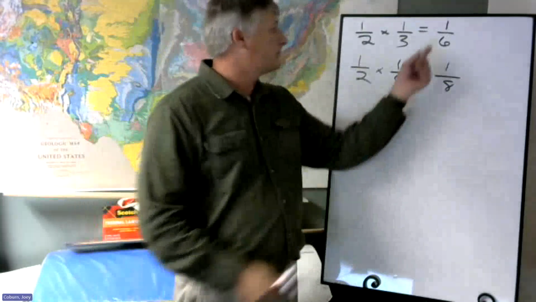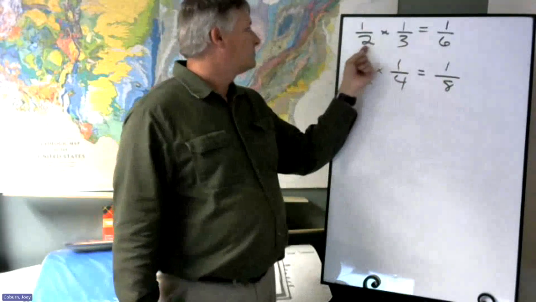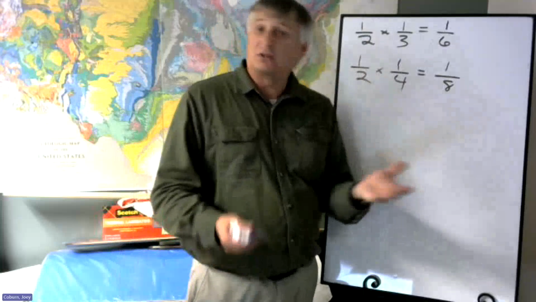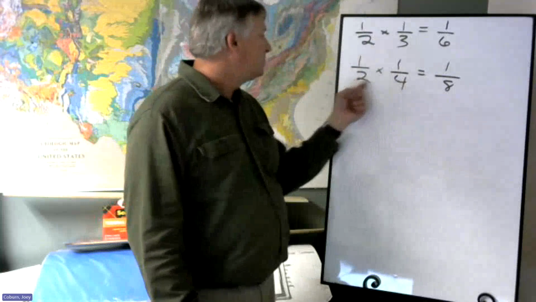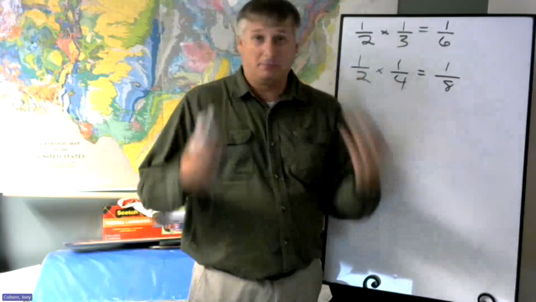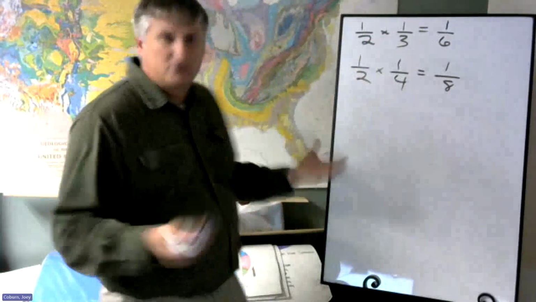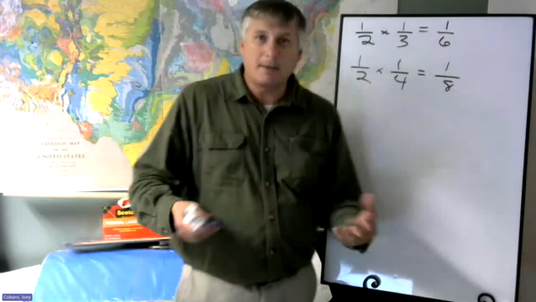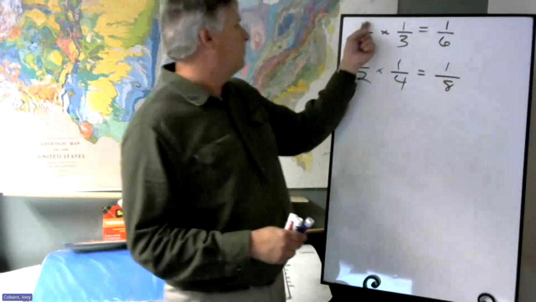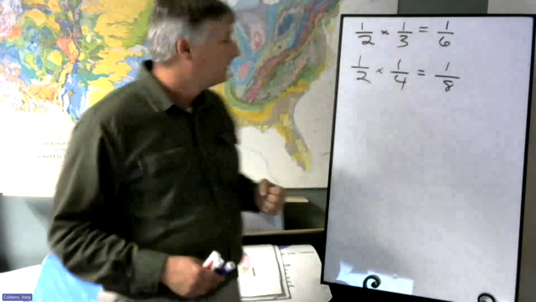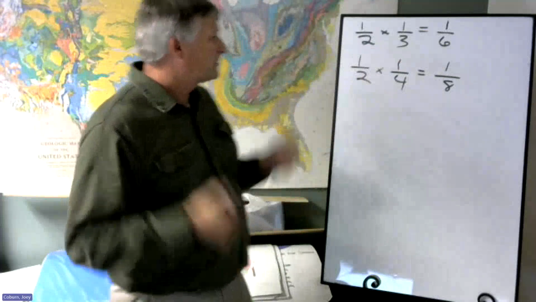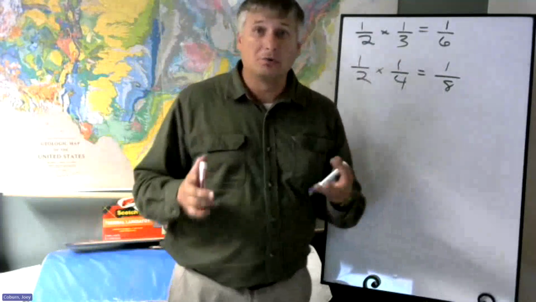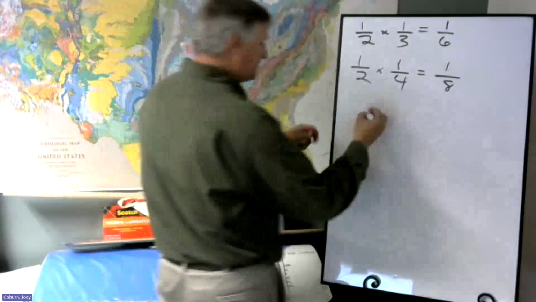Well, if we look at the number 6, it's 2 times 3. Well, that's awfully coincidental. And then there's 8, and that's 2 times 4. Well, that's really nice. Well, that's good for the bottom numbers. What about the top numbers? Well, 1 times 1 is 1, and 1 times 1 is 1. So there's actually a pattern here that holds up, and it's this.